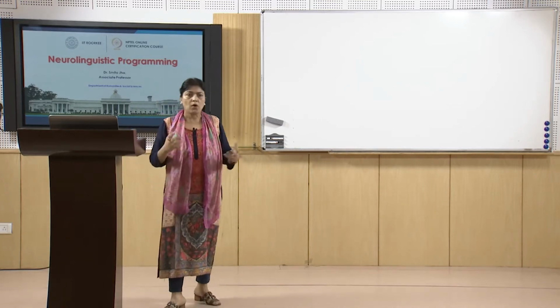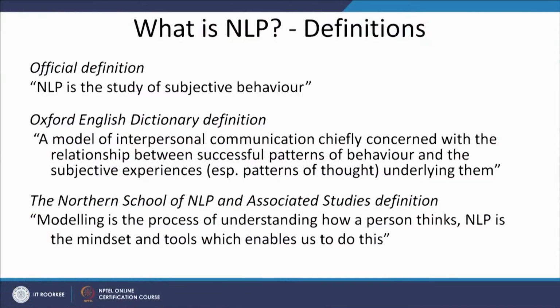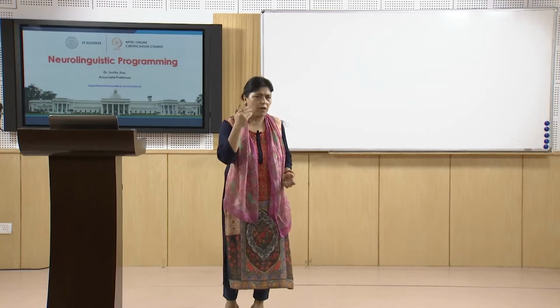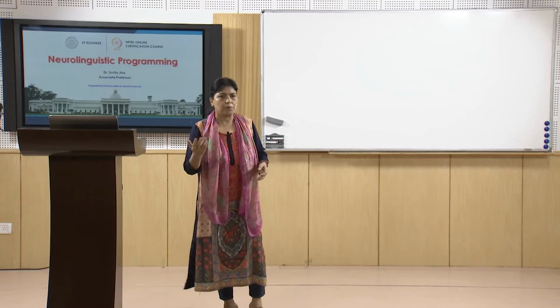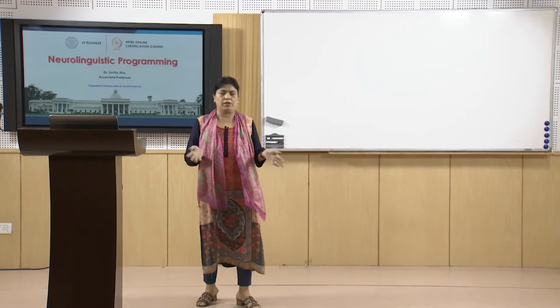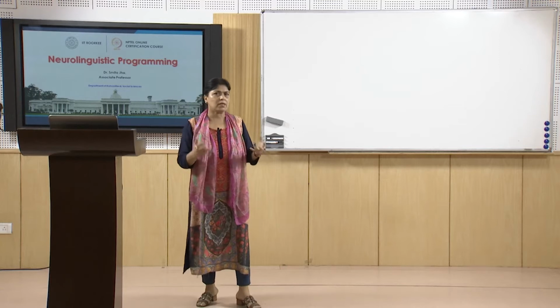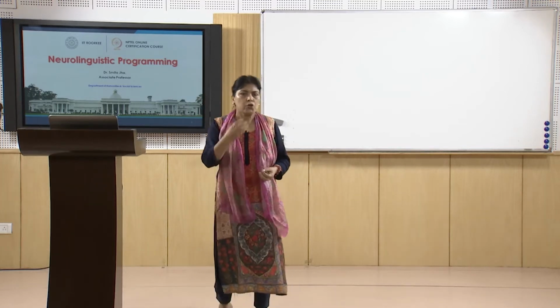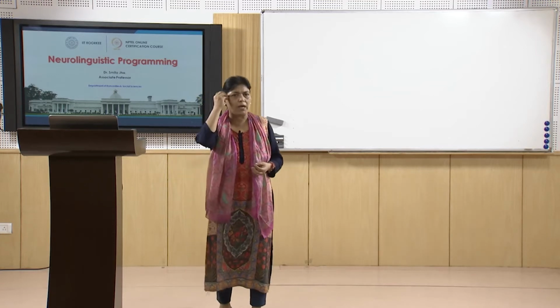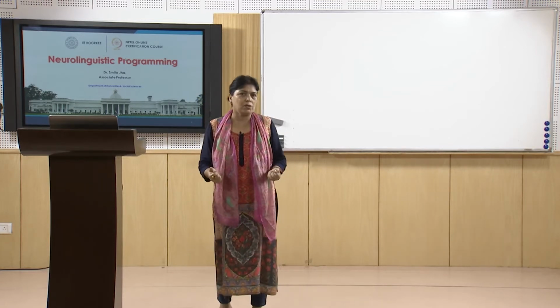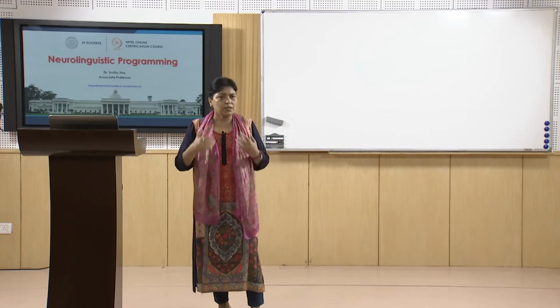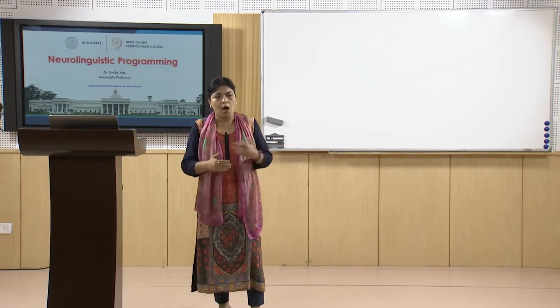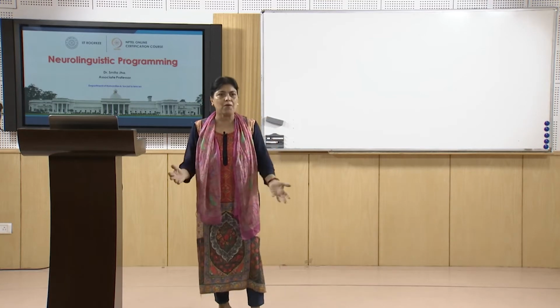So, what is NLP? As I said, what could be and what should be the aptest definition of NLP. Some of the definitions I have quoted from the dictionary as well. The official definition of NLP is the study of subjective behavior. What does it mean? Subjective means very personal. Your mind is your mind, your body, your behavior is yours, and the processing is yours. So it is the subjective behavior, how you speak, how you behave with others.